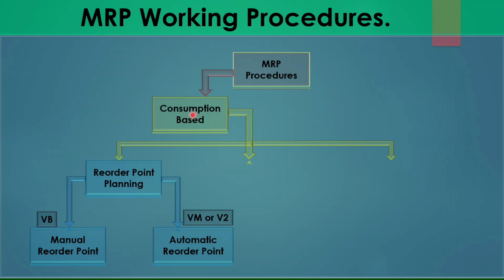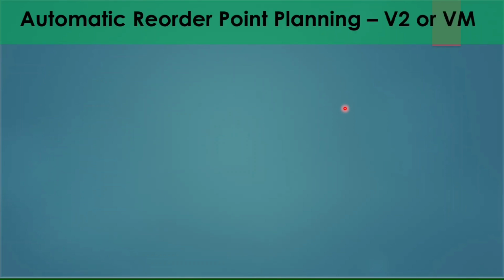In automatic reorder point, as its name suggests, the system will automatically calculate its reorder point and safety stock. We will see that in detail. The MRP type for automatic reorder point is V2 or VM. We will see that in the system, but before that, a few things about automatic reorder point.